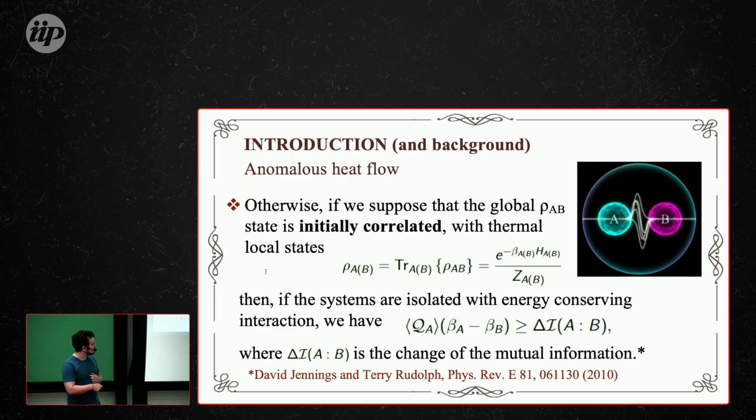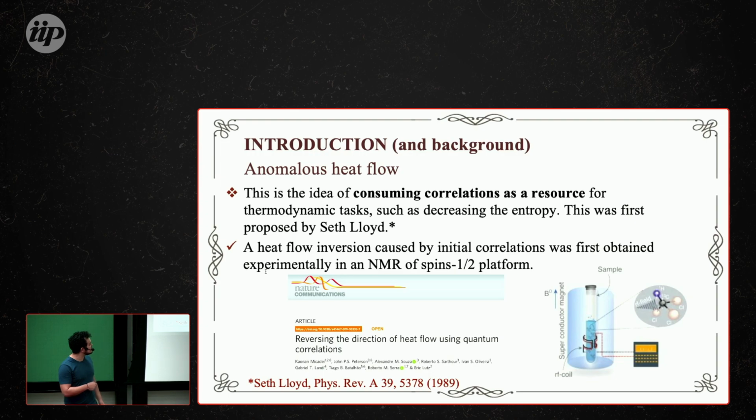So this means that if the systems start correlated, you can have a negative variation of correlations. So you have consuming of correlations, and this negativity permits the possibility of a negative heat, and then you have the heat going from cold to hot. That is the anomalous thing. And it's not that strange in the sense that we are using correlation as a resource instead of using work as a resource, like we have in our refrigerators.